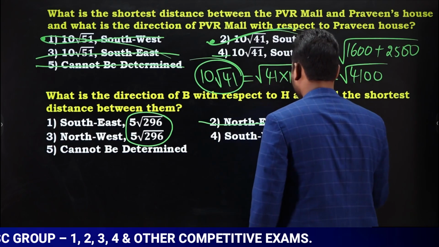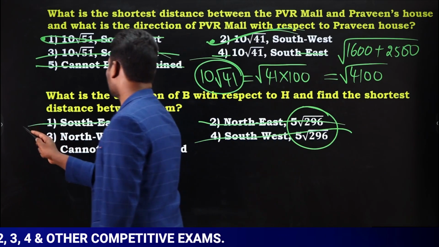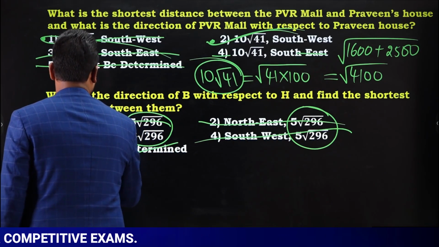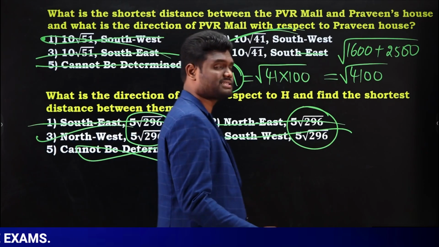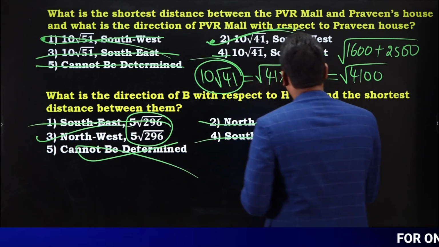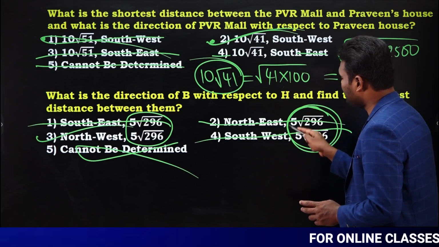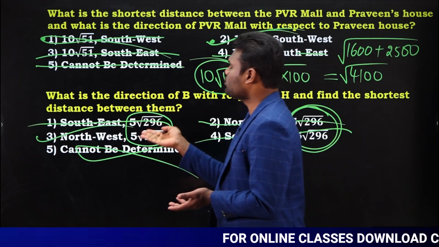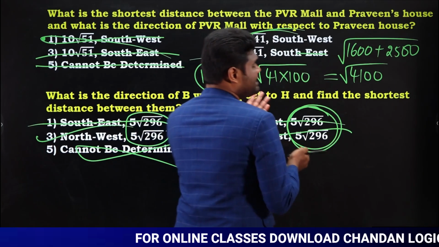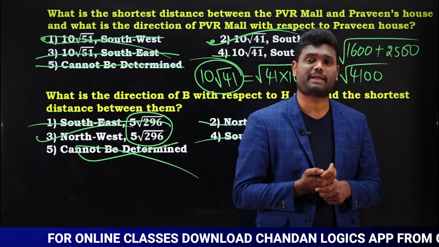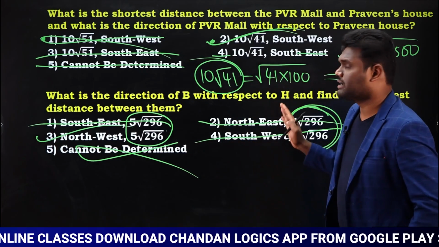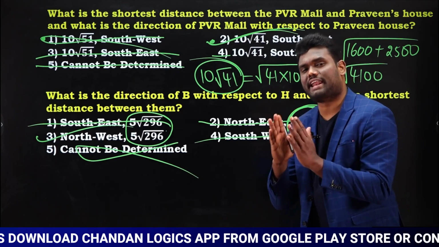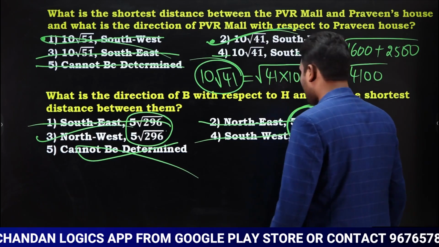Northwest. This is northeast. This is southeast. Northwest is option 3. Cannot be determined is the wrong answer. Why? Because the answer can be determined. And don't calculate the distance. Why? Because distance is constant. 5 root 296, distance is constant. Then why waste our time? That is the reason. Don't calculate the distance. Just look at the direction. We need the direction as northwest direction.